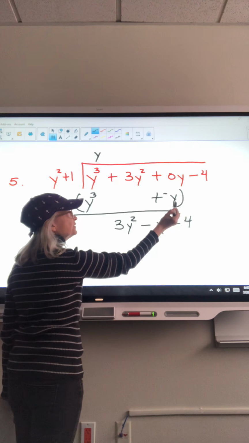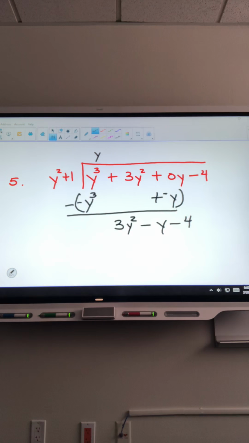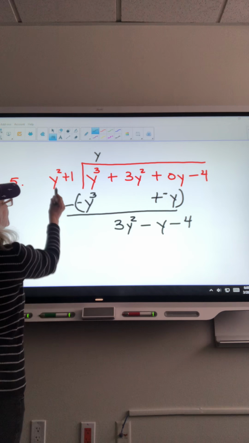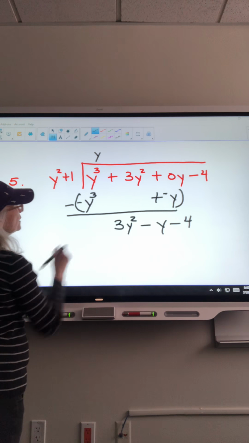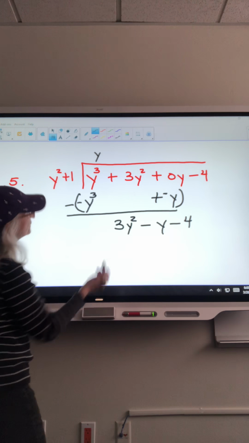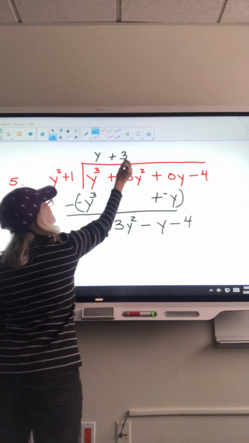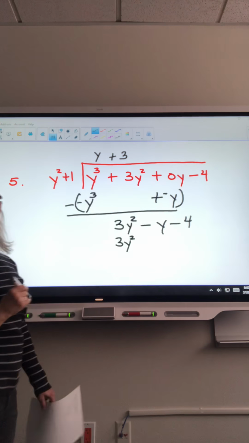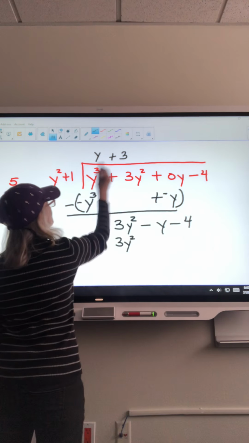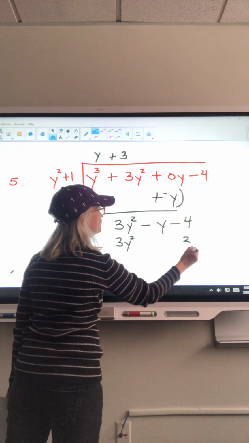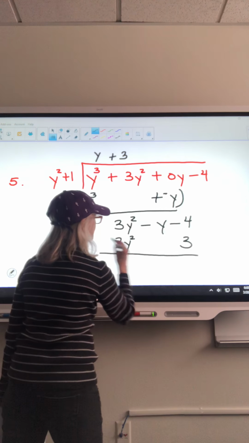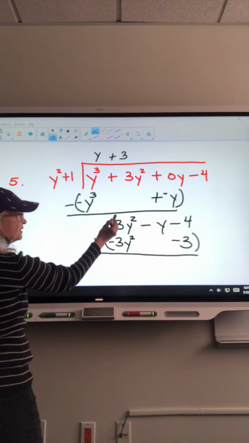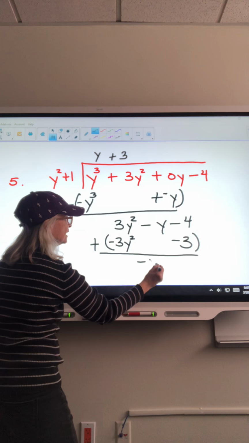So remember, this is never going to change as long as that's 0y. It's just that you're bringing it down. Okay, so let's divide again. So what would I need to multiply y squared by to get 3y squared? It would just be a 3. So 3 times y squared would give me 3y squared. 3 times 1 is 3, and it's going to be way over here. And then we subtract, distributing that negative. This cancels out. We now have a negative y.